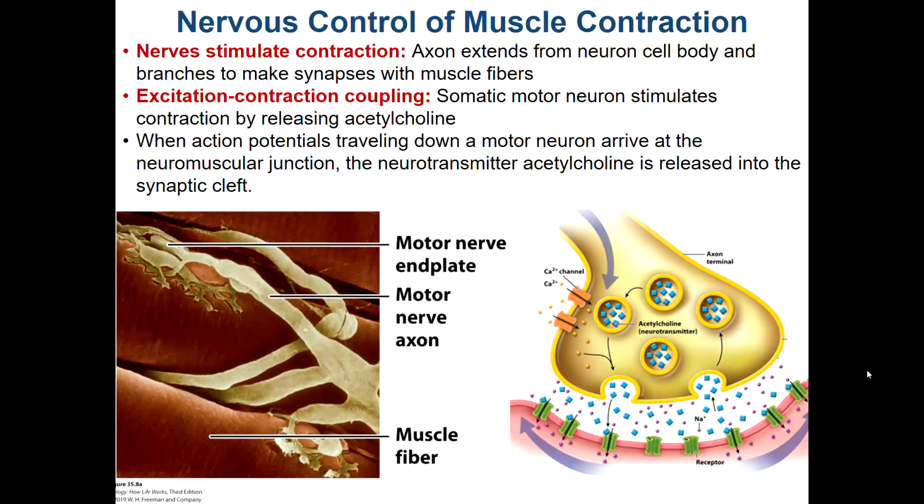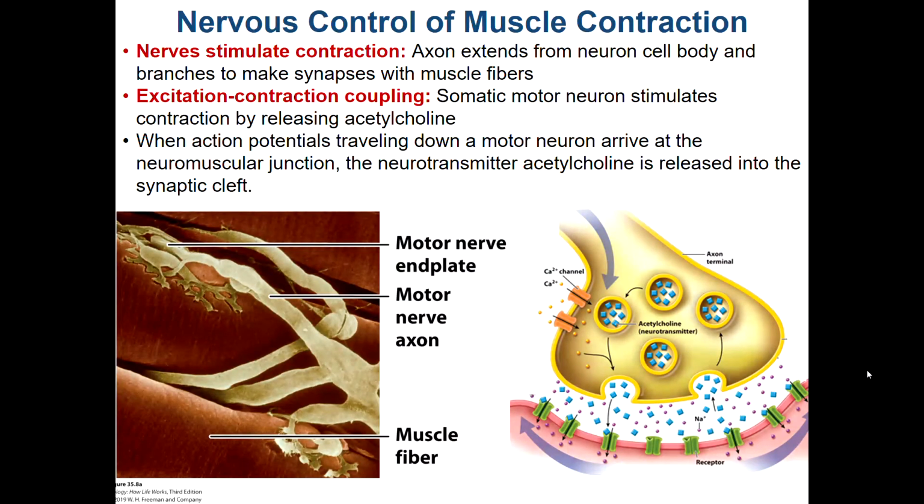So for muscle contraction to occur, axons that extend from a neuron cell body branch to make synapses with muscle fibers. Some motor neurons that work with muscles will stimulate contraction by releasing acetylcholine, and that's what causes the excitation-contraction coupling.